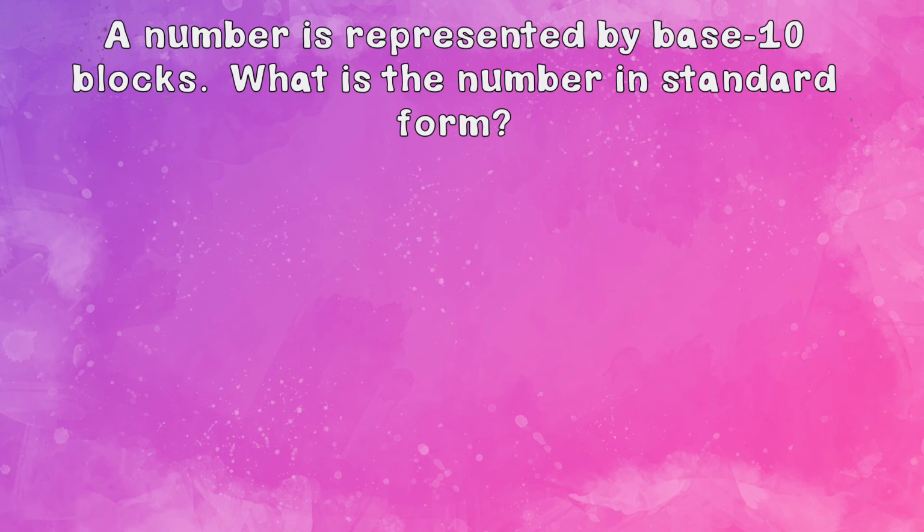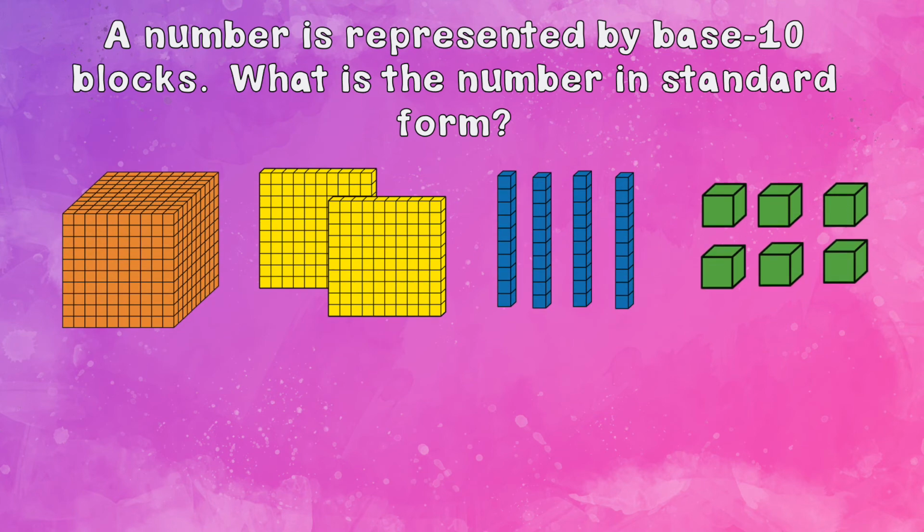A number is represented by base 10 blocks. What is the number in standard form? To determine the number in standard form, we will count each block. We will start with the ones place. There are 6 ones blocks. We will write the number 6 right below it.